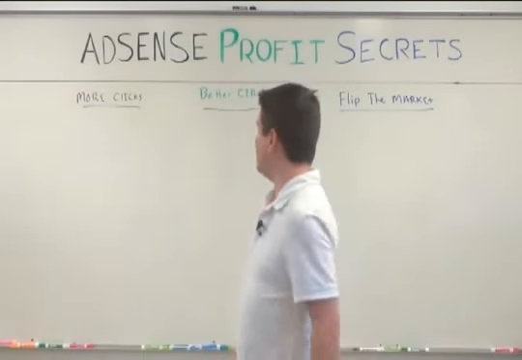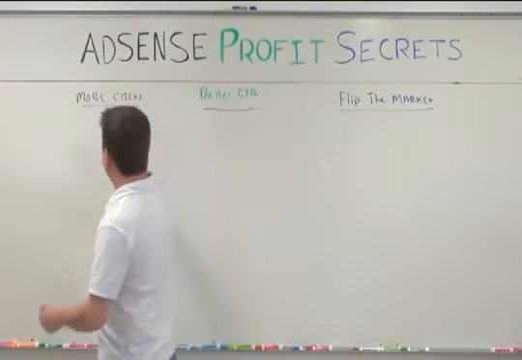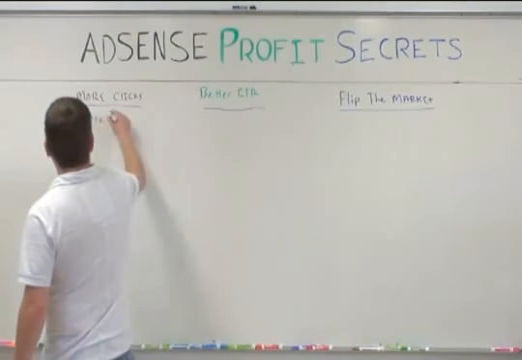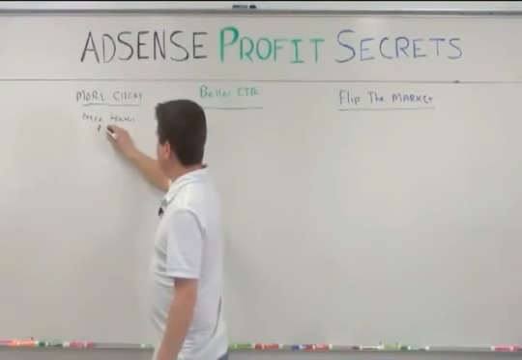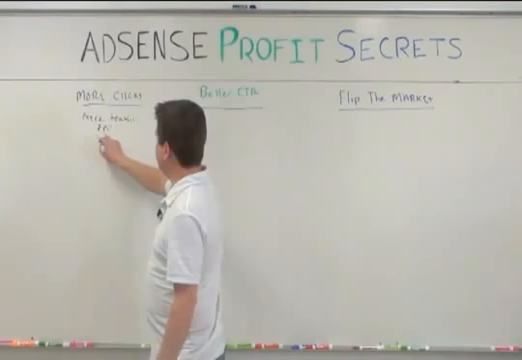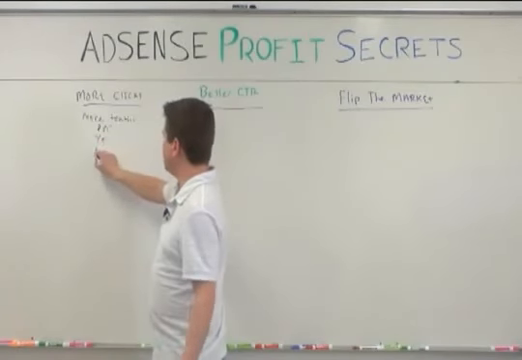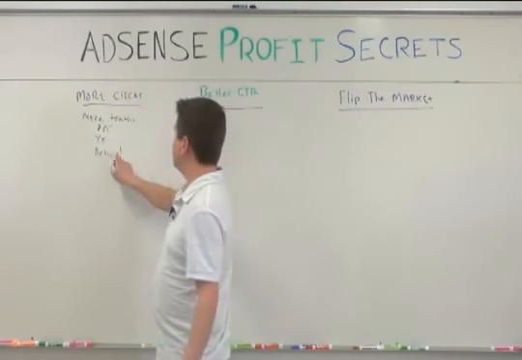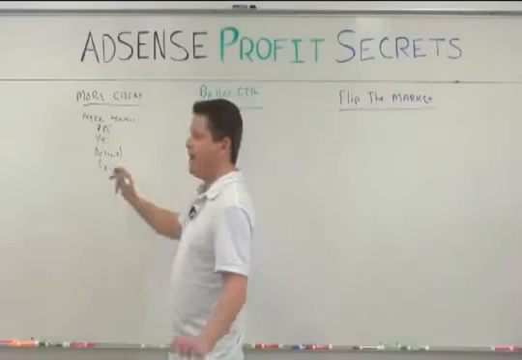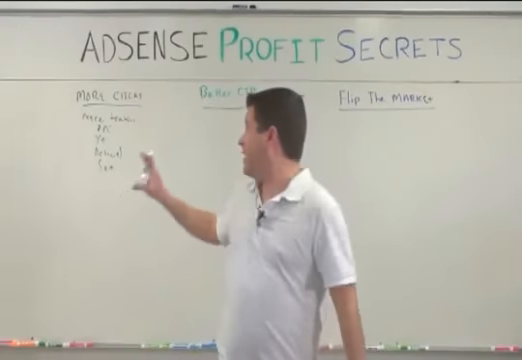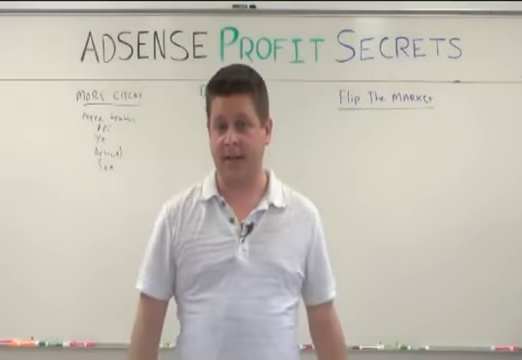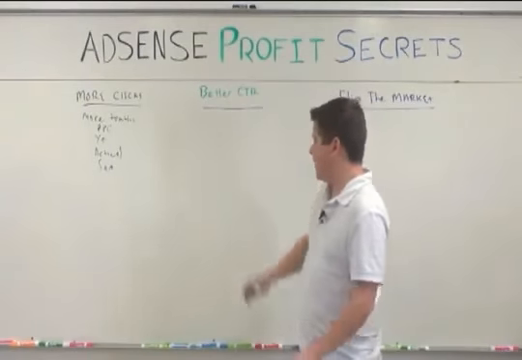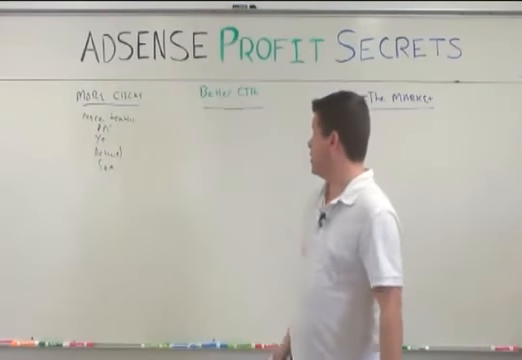Okay, so here's the deal. The way to get more clicks is to get more traffic. Okay, and you can get more traffic with pay-per-click, with YouTube, with articles, SEO, anything like that. Any way to get traffic goes under the more clicks category. That means more people coming to your site. Now, to get a better CTR, there are some really cool tricks that you can use.